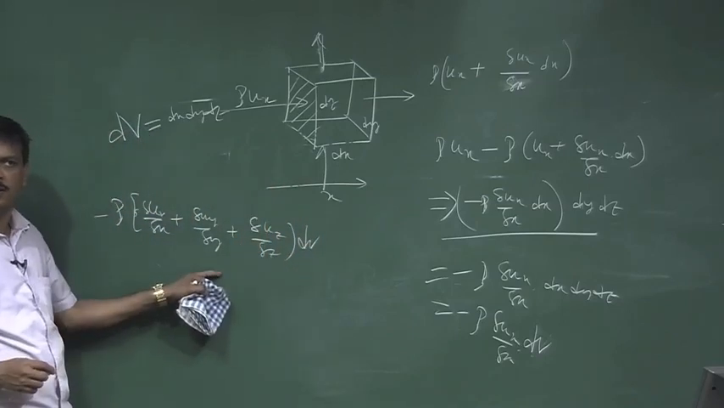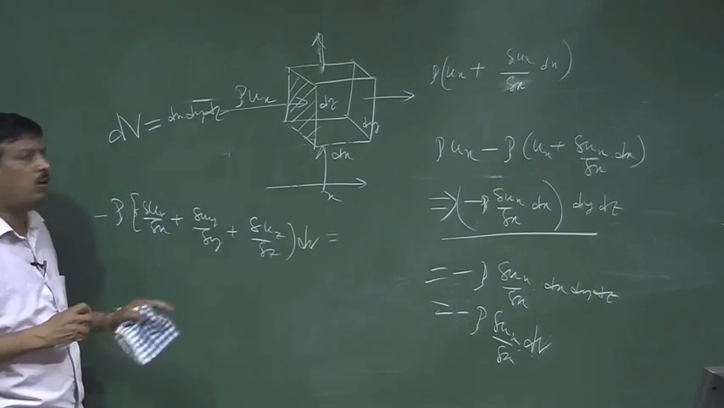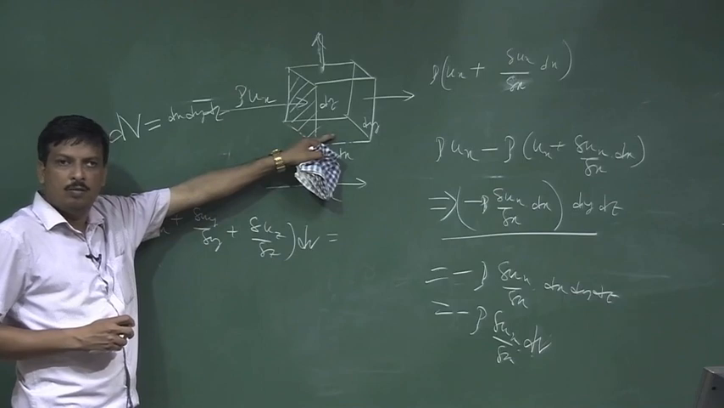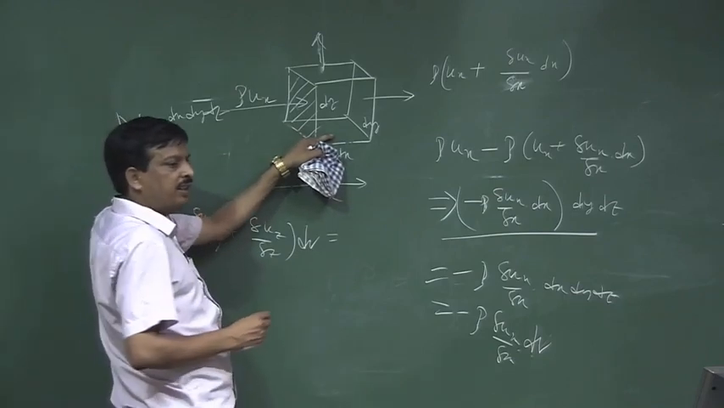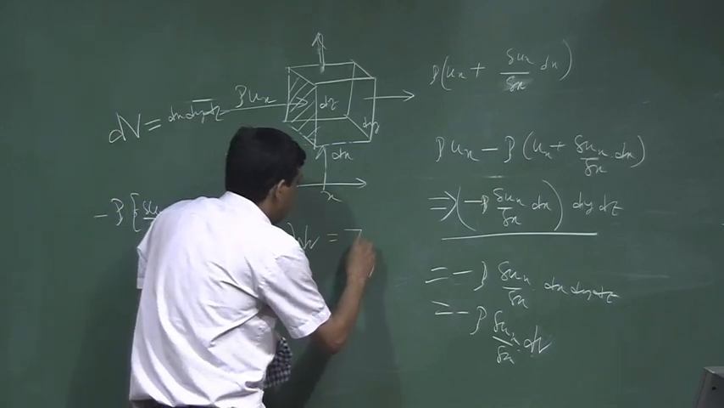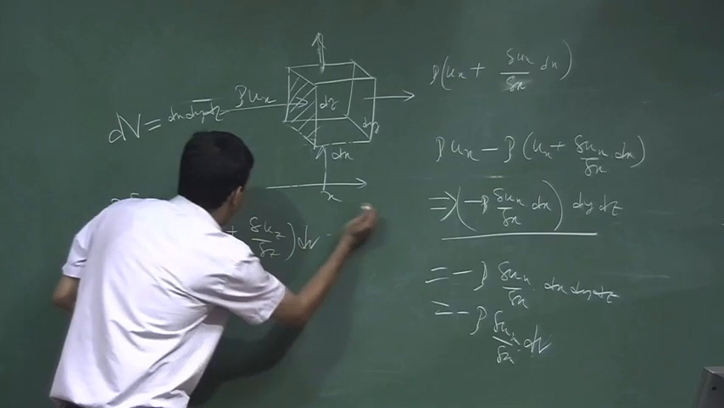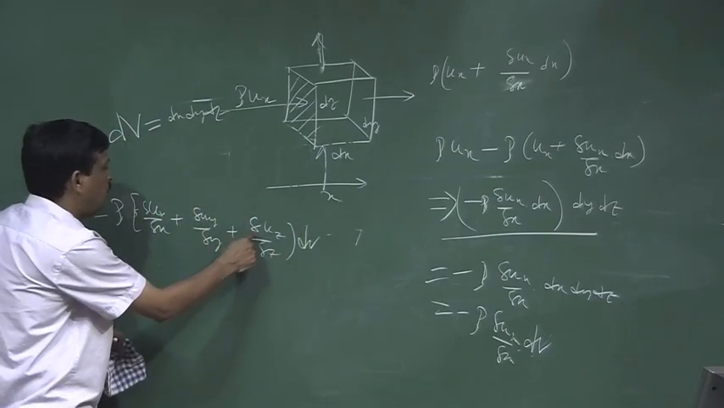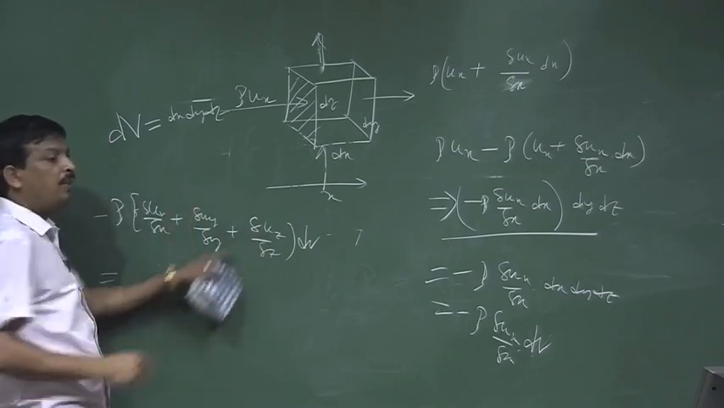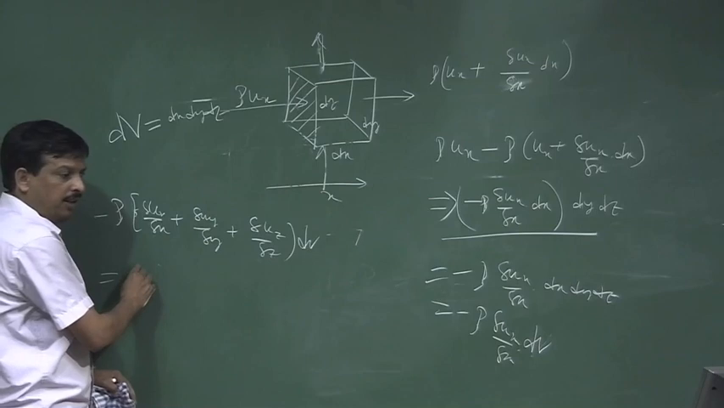This is the total. Now, what is the mass change? If the mass changes, what will change? The volume. Del V is the volume. So the mass change is nothing but this. What is del u x by del x, del u y by del y, del u z by del z? What is the meaning of this? This is nothing but a divergence.